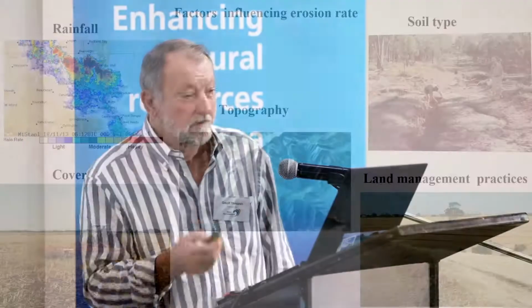So there's 4 or 5 main things that affect erosion rates. These are them: rainfall, your topography, your landforms, your soil type, what cover levels you've got and what sort of cover it is, and then your land management practice, contour banks or strip cropping or whatever. So they're the 5 main things that affect erosion rates, and we'll just work our way through those a bit.